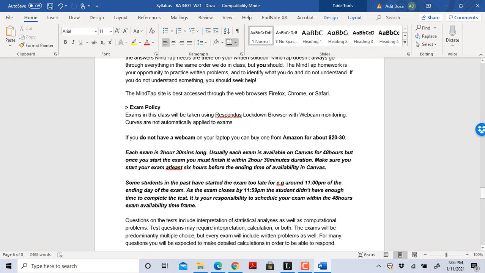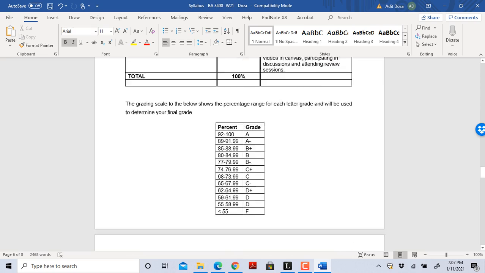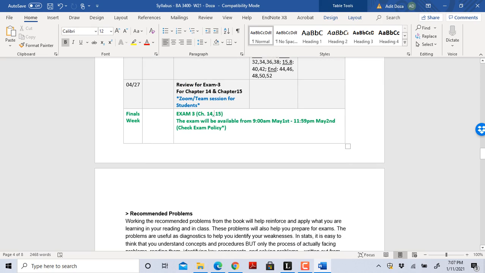So each exam is 2.5 hours long, and it is available on Canvas for 48 hours, meaning two days, right? But when you start the exam, you have to finish it within 2.5 hours. And don't start the exam pretty late. Like 11 p.m. on the last day, then you only have 1 hour to complete the exam, right? So make sure you start the exam at least 6 hours before the ending time of the availability. It's available up to 11:59, right? But don't start on May 2nd at like 11 p.m. Then you only have 1 hour to complete the exam.